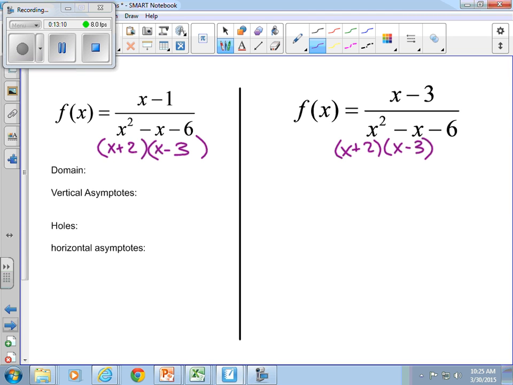Why? It's when the denominator equals 0. Why is that a problem? Try dividing 1 by 0 in your calculator. What's it say? Error. It can't do that. 1 divided by 0 equals... Yes. Cannot do that. So we're going to write the domain 2 different ways.